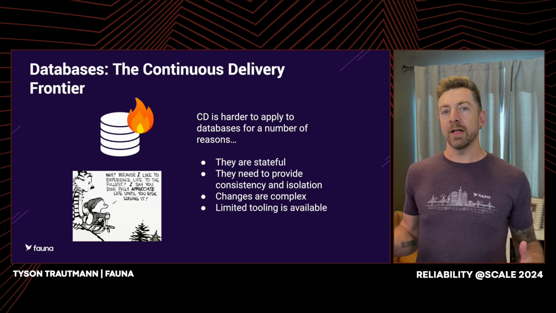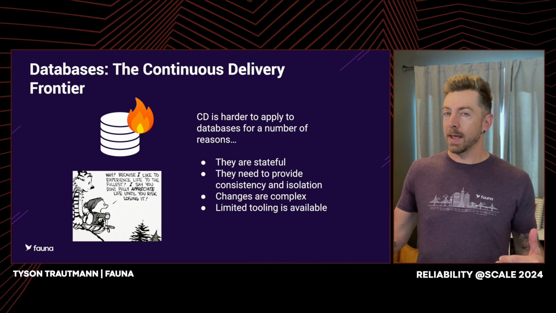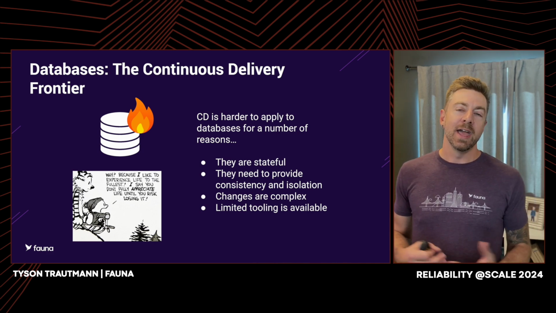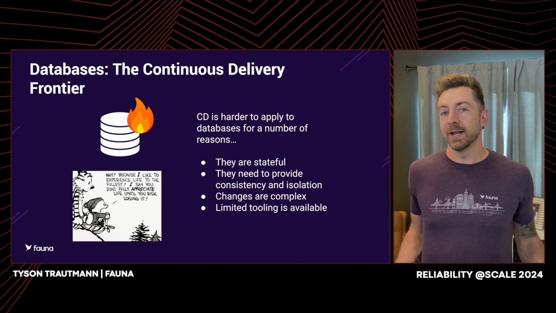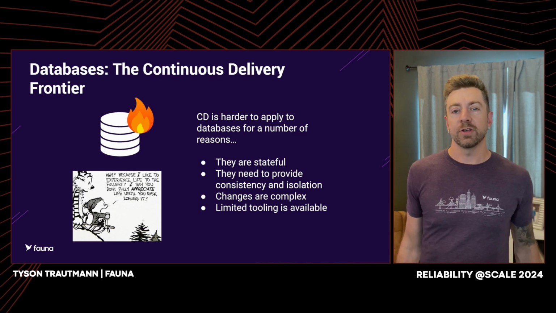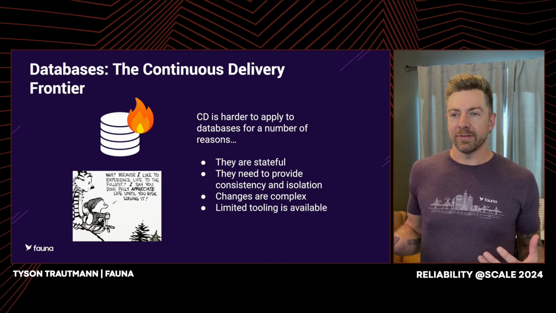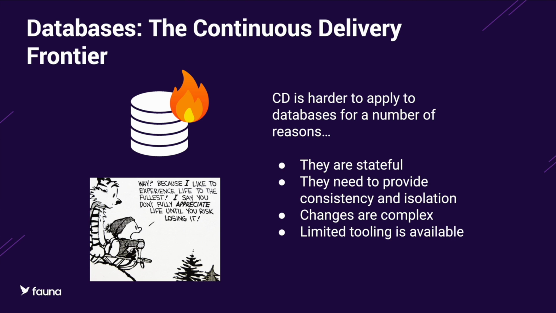You have to make sure you have a valid path from one state to the next state, and backwards if you need to roll back. So it's non-trivial, and you potentially run the risk of data loss or data corruption as you make those changes. I'll defer to my friend Calvin down here in the slide, where he says, you don't fully appreciate life until you risk losing it. That's not the attitude that most of us take towards our production data.